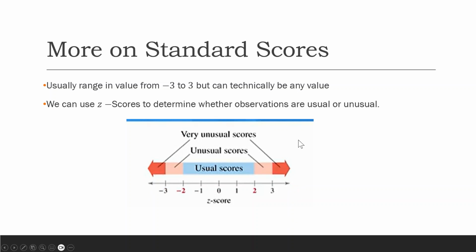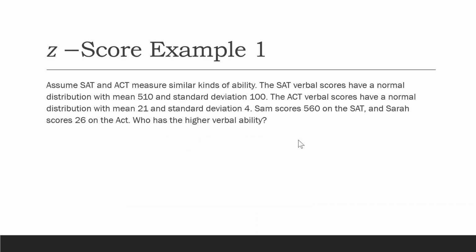Now, this is going to be based off of that term that I was using, a normal distribution, which we know is bell-shaped, but there's going to be a lot more to come on that in the future. But once we know a z-score, we can say whether that is usual or unusual. Let's look at an example so that we can be more concrete in what we want to know right now.